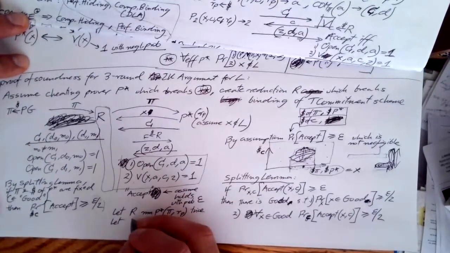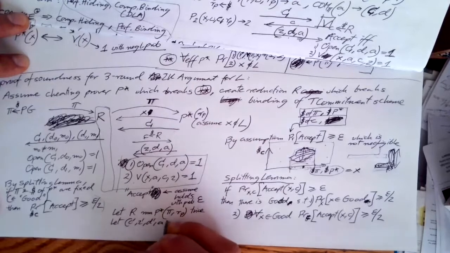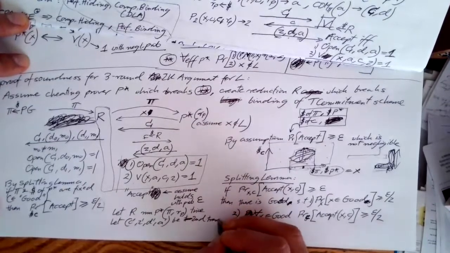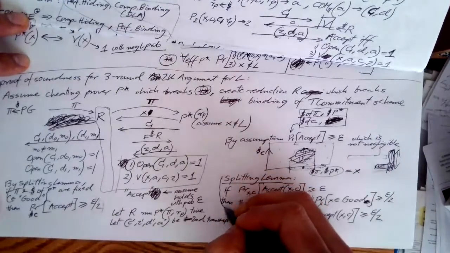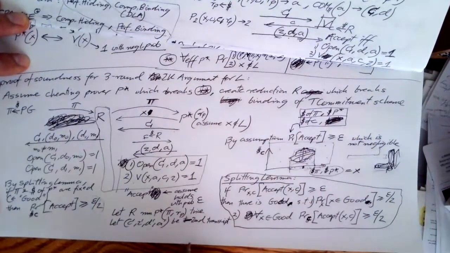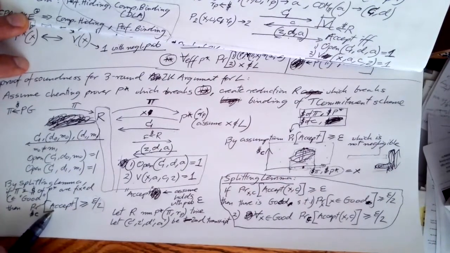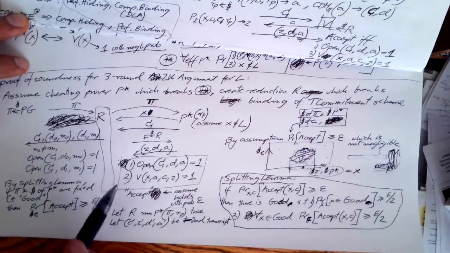Let C prime, D prime, A prime be the second transcript. Okay. And now let's assume that the first execution fell into this set. That's true with epsilon over two probability. And then the second also hit here. That's true with epsilon over two probability. We will unfortunately have to multiply these two probabilities for both to hold. This will give us epsilon squared, so not a tight relation, but still.